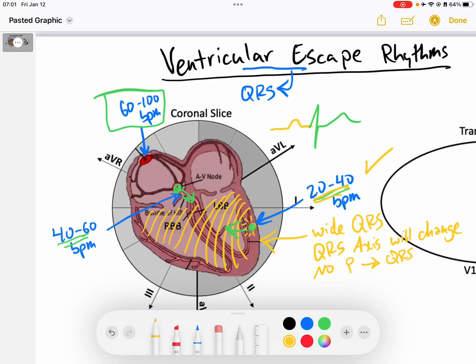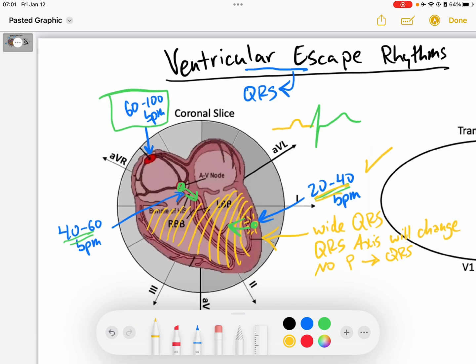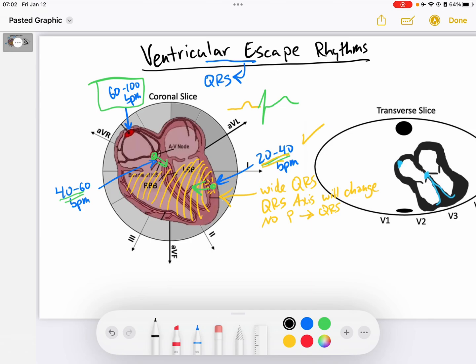So when we see ventricular escape beats driving this, they are going to be slow, wide, complex QRSs, where we see a wide, complex QRS, T wave, and then we're going to wait a long time. Then we'll see another ventricular escape beat. So that is a common look of a ventricular escape rhythm.